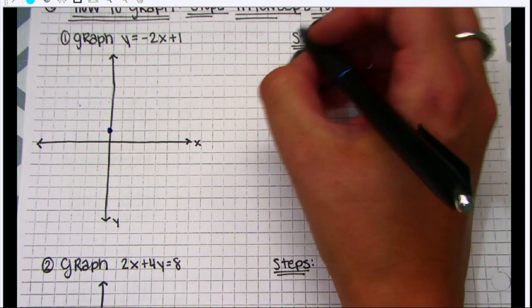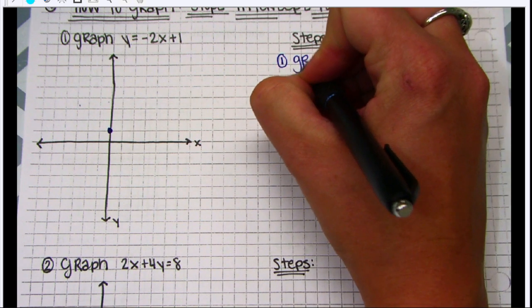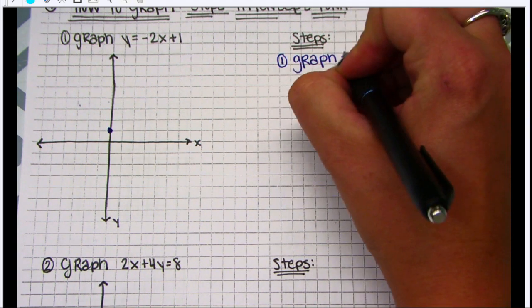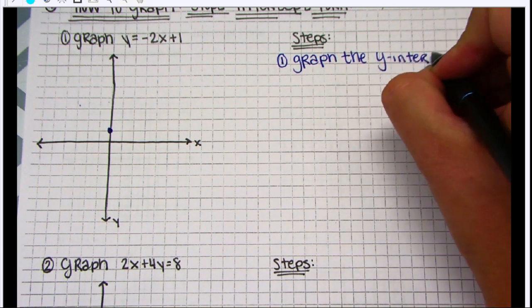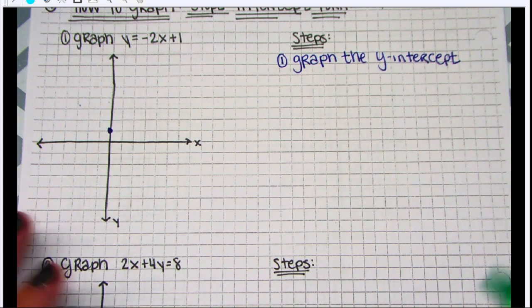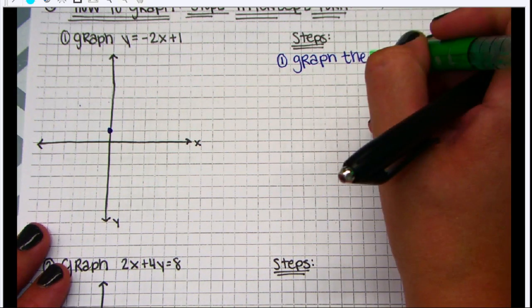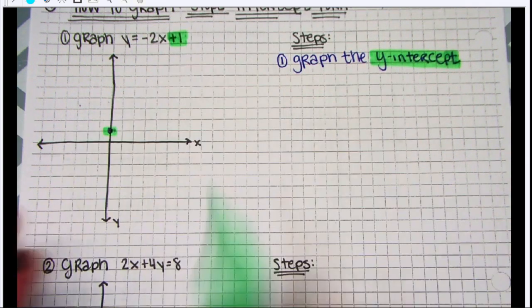So the first step is to graph the y-intercept. And remember, the y-intercept is on the y-axis. That's why it's called the y-intercept. So our y-intercept is plus 1. So we just go up 1.